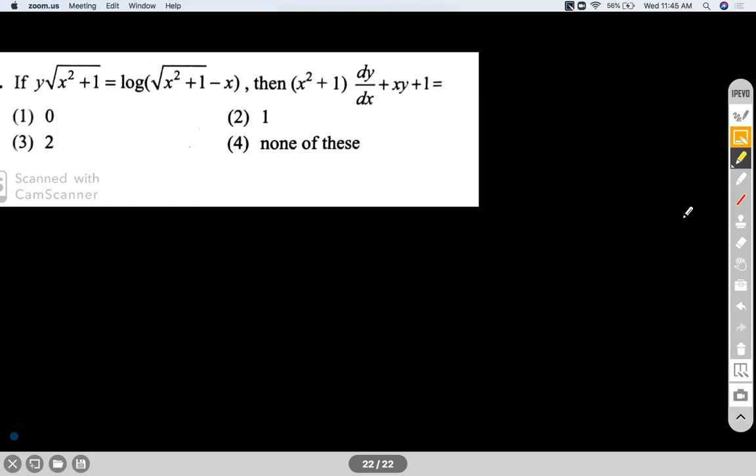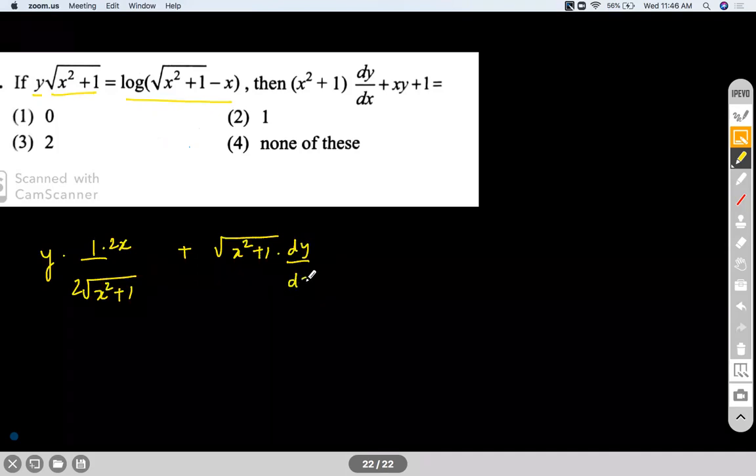Should I help you with this? Just a hint, sir, can you give? You differentiate both sides with respect to x. Yes, sir, done. Use product rule here, use chain rule over here. Yeah, that I did. So the derivative of this will be 1 by 2 into 2x, plus under root of x square plus 1 into dy by dx.